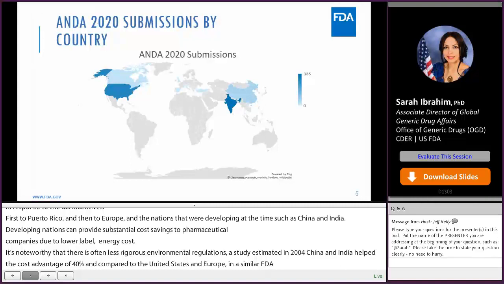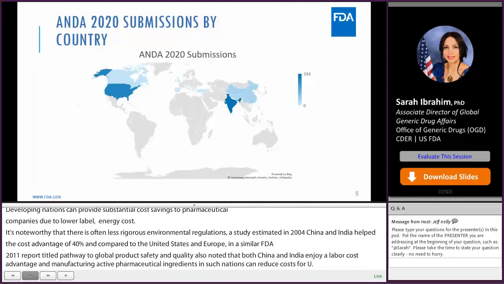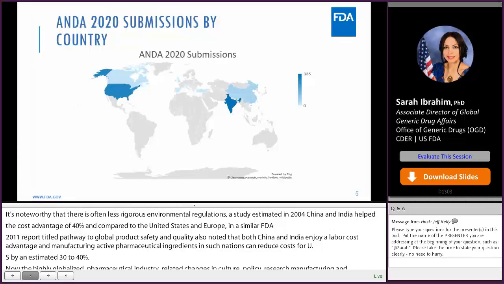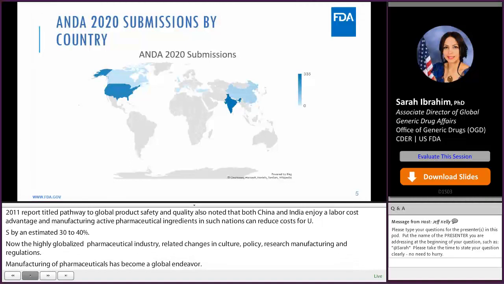Now, the highly globalized pharmaceutical industry has convoluted changes in culture, policies, research, manufacturing, and regulations. Manufacturing of pharmaceuticals has become a global endeavor, crossing numerous borders around the world. Not only have supply chains grown in complexity, but medications have also become more complex.